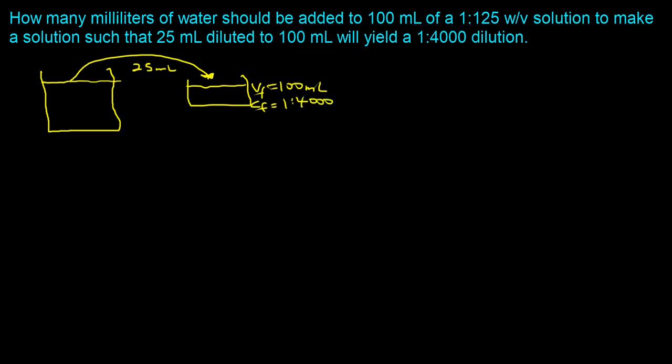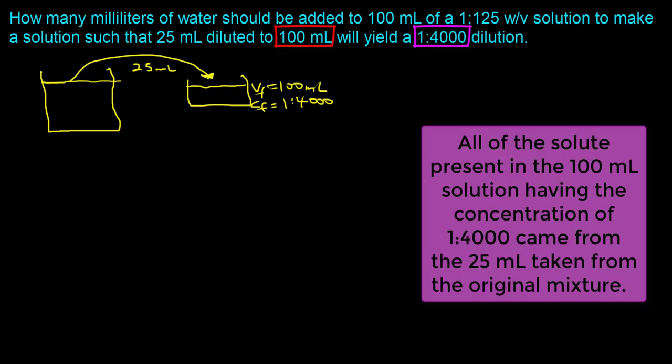So let's amplify the schematic by summarizing what we know about this particular scenario. So we know the final concentration, which is 1:4,000. We know the final volume, which is 100 milliliters. And what we also know is that all of the solute that is present in the 100 milliliter solution having the concentration of 1:4,000, all of that solute came from the 25 milliliters that we took from the original mixture.